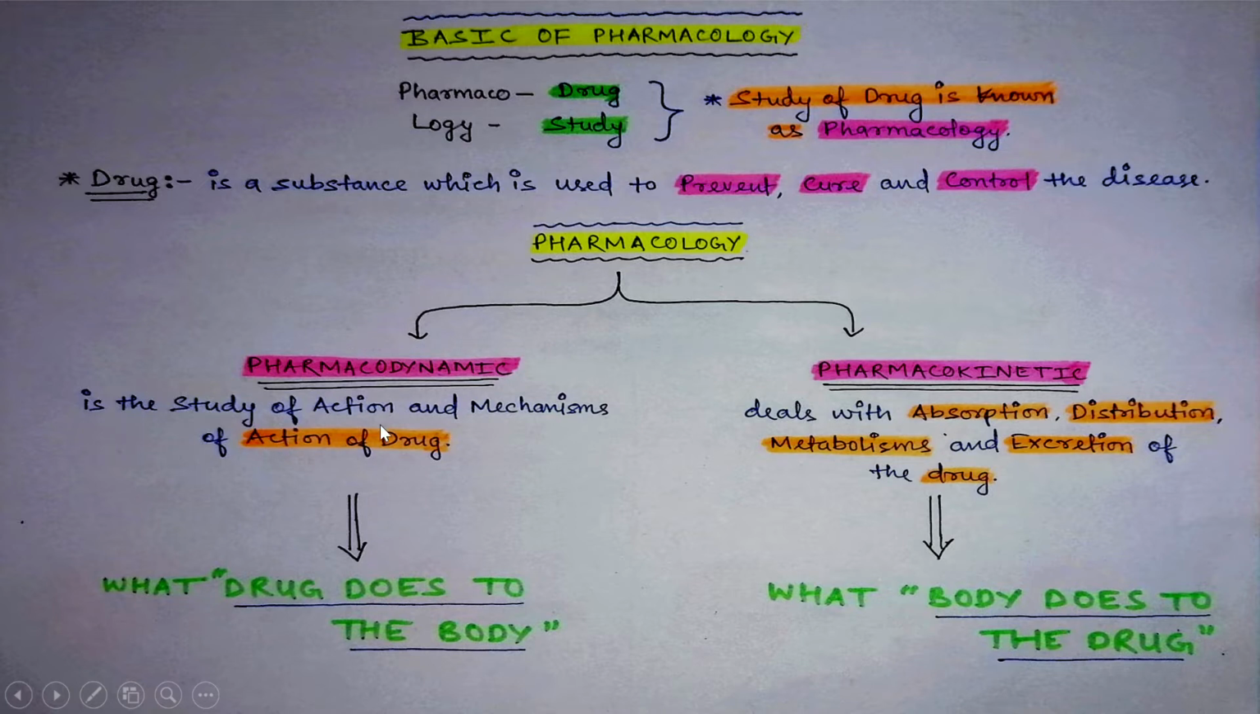Pharmacodynamic is the study of action and mechanism of action of drug. That is pharmacodynamic, what drug does to the body. Now let us see what is pharmacokinetic. Pharmacokinetic deals with absorption, distribution, metabolism and excretion of the drug. That is what body does to the drug is called as pharmacokinetic, and what drug does to the body is called as pharmacodynamic.